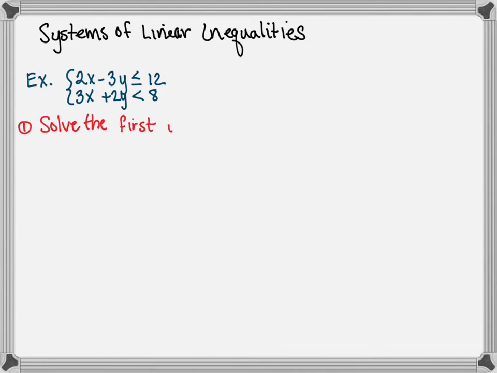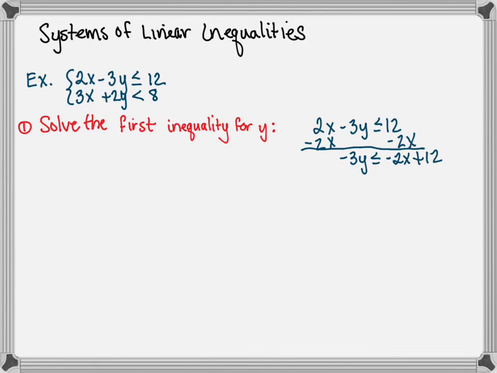So our first step, we're going to solve the first inequality for y. That means get y by itself. So I've got 2x minus 3y is less than or equal to 12. To get y by itself, let's first subtract 2x from both sides. And we're left with negative 3y is less than or equal to negative 2x plus 12.